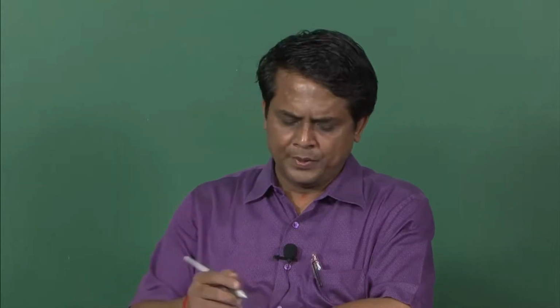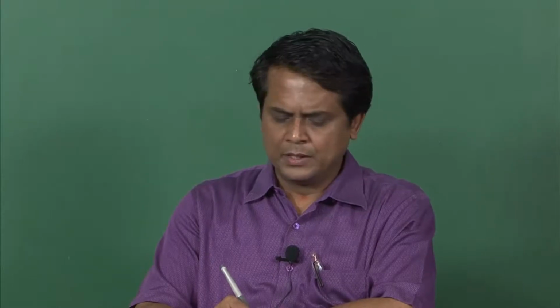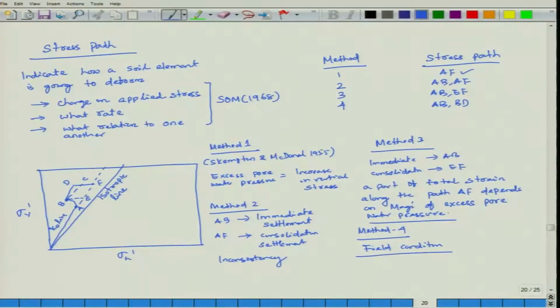What is method 4? First it goes to the AB, increase in stress, immediate settlement, then it will go to your BD, consolidation settlement or primary consolidation, then DF, it is your secondary consolidation. There is a link, it will follow: immediate, A to B, then B to D primary consolidation, D to F is your secondary consolidation. This is what your stress path followed.